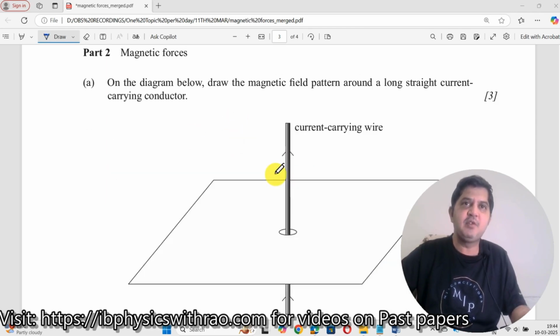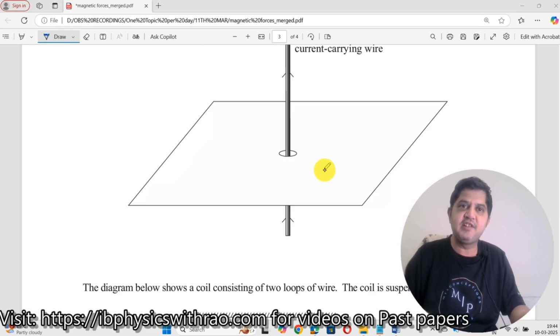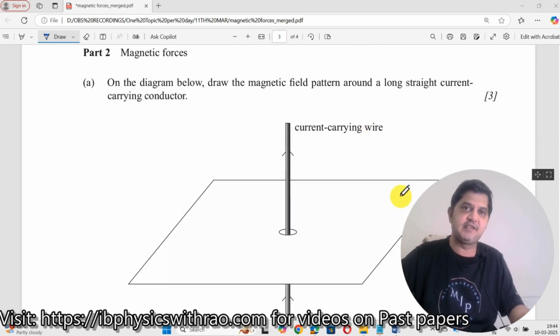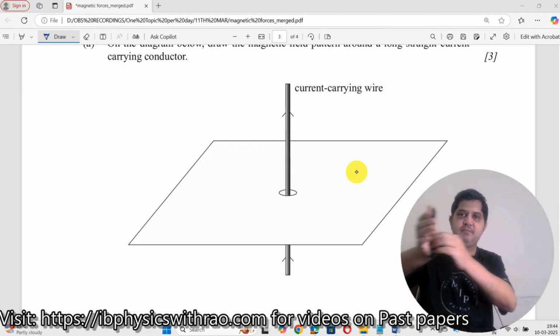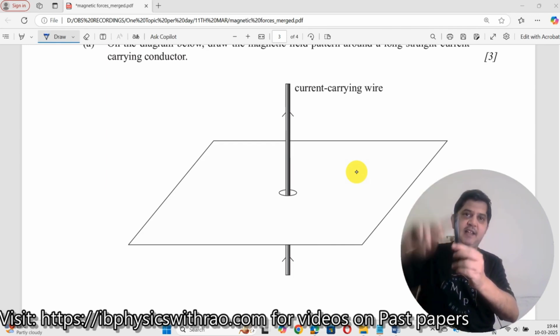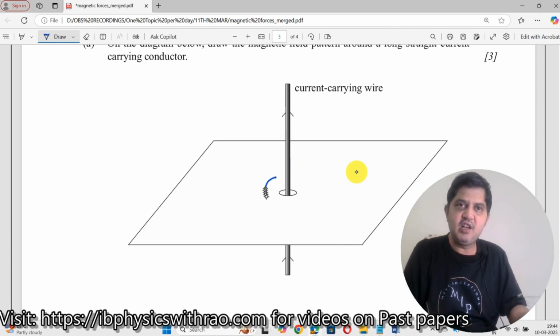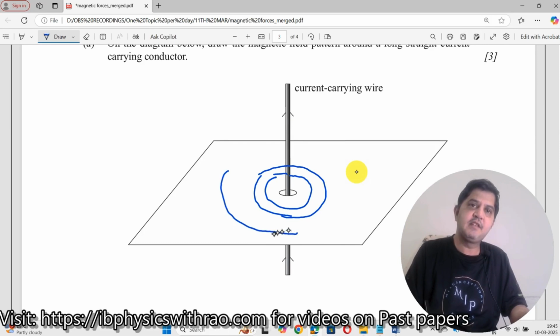On the diagram shown below, draw the magnetic field pattern around a long current carrying conductor. We have a long current carrying conductor, and the current is going upwards. Draw the magnetic field lines, for 3 marks. We can find the field lines by wrapping the hand around like this, which means it goes in a circular path. Therefore you will get concentric circles. At least write 3 to 4 circles.